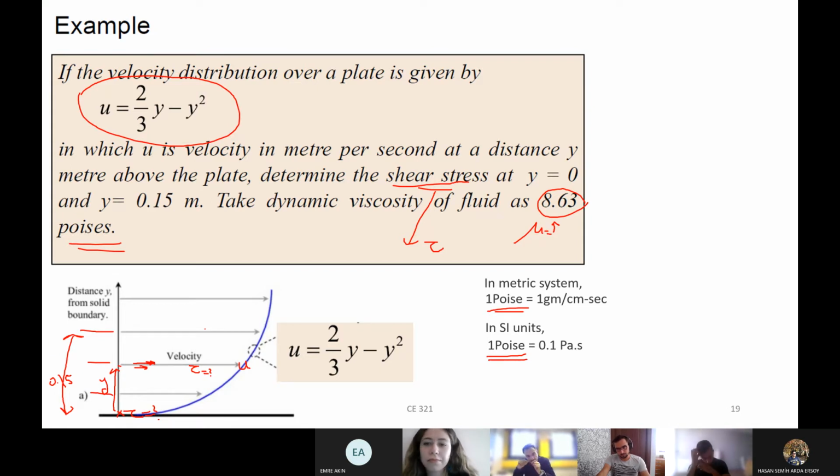Because in the previous one I approximated: instead of a curve, I drew a linear line and assumed that this line represents the curve, because I didn't have the function of that curve in the previous example. But here I have the function. Therefore, I can take a derivative. If I take a derivative, it gives me du over dy. I have one parameter of Newton's second law. The other parameter is mu, already given. Therefore, I can multiply them to find tau, or shear stress.